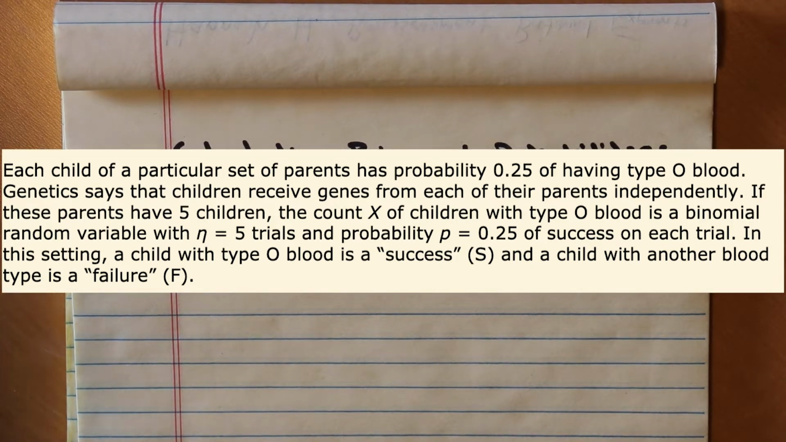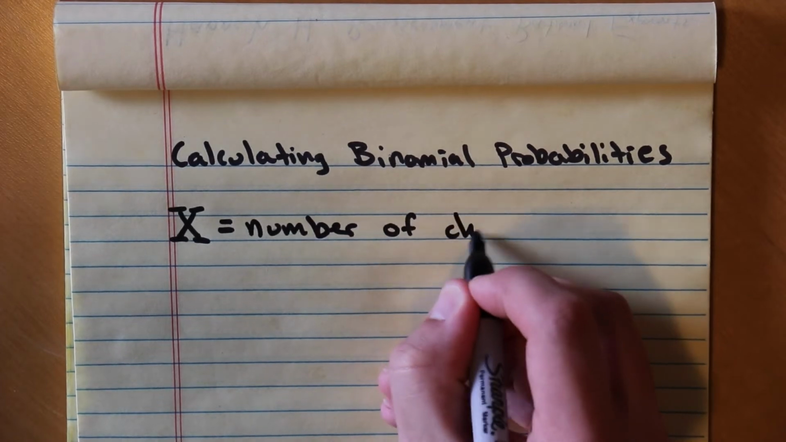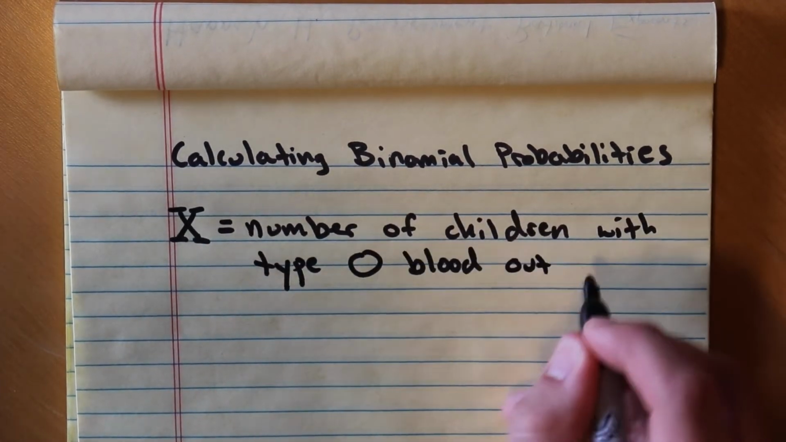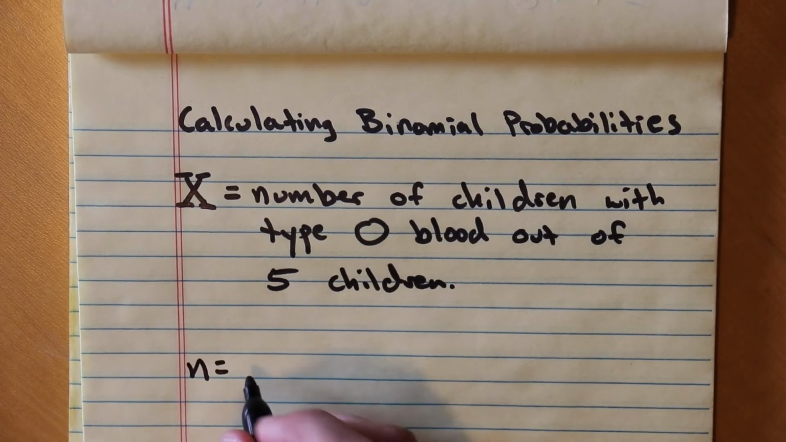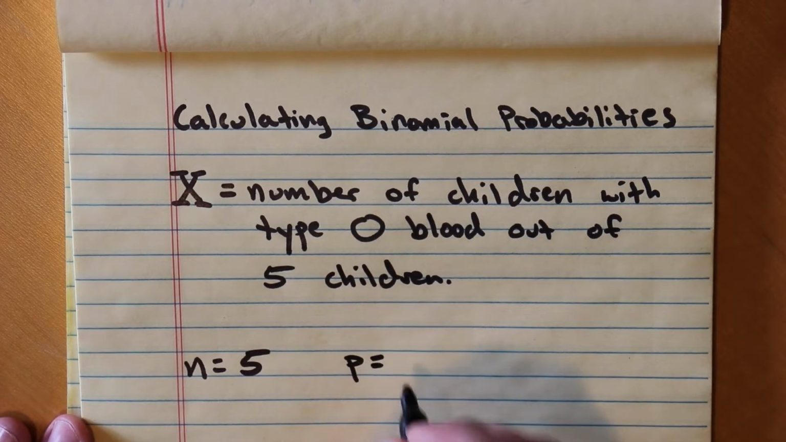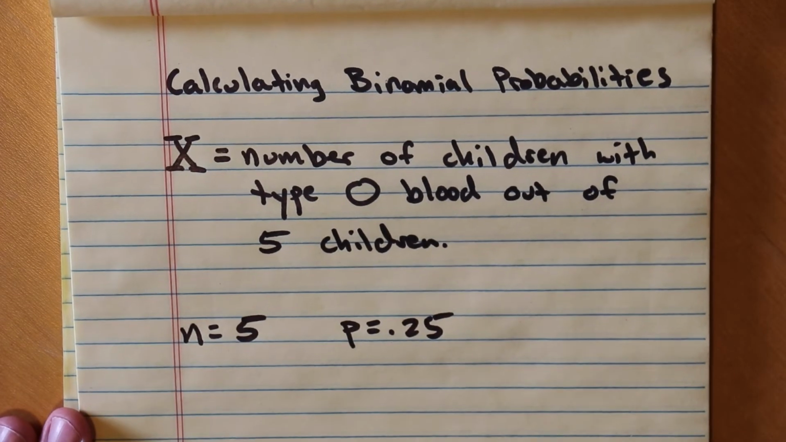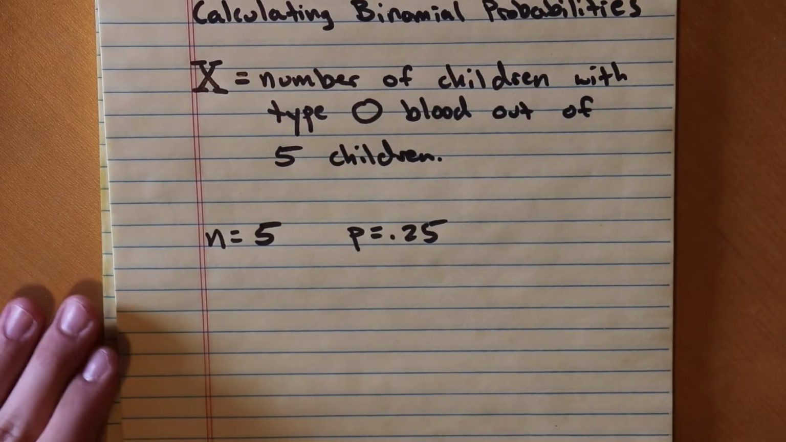In this setting, a child with type O blood is considered a success, and a child with another type of blood is considered, quote, a failure. We'll define X as the number of children with type O blood out of 5. So we have our number of trials. This family is going to have 5 children, and we have a probability of success of 25%. So let's think about a few things. We're going to start with an easy example here. Let's calculate a few probabilities.